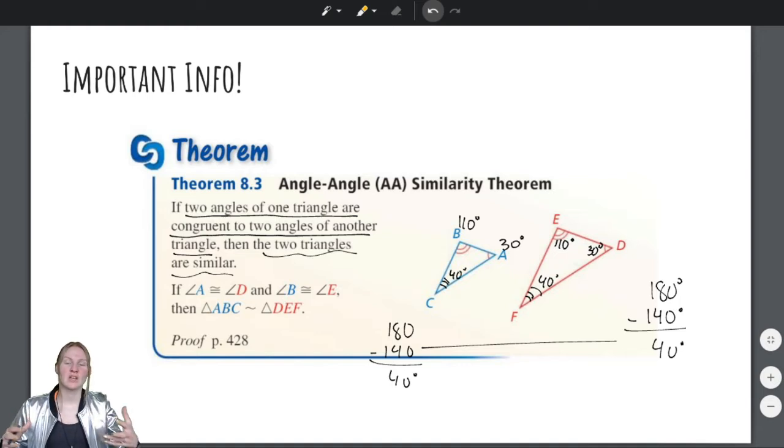Which means, if I know that two angles of one triangle are congruent to the other, I actually know that all three angles are congruent. Because if you give me two, I can find the third. They always add up to 180. So, if I know two angles, I really know that all of the angles are congruent. And remember, the angles are what give a shape its shape.